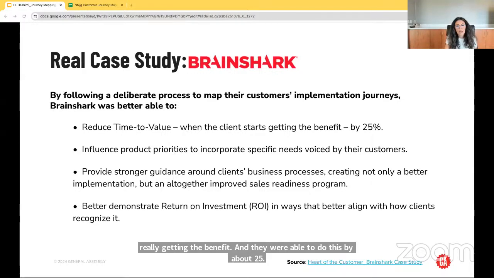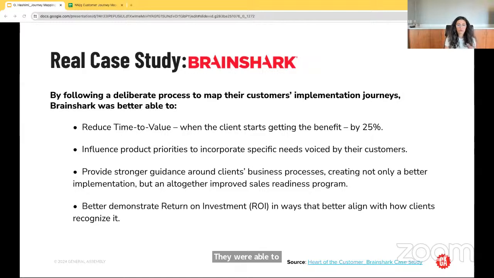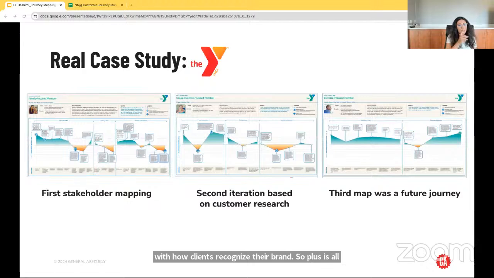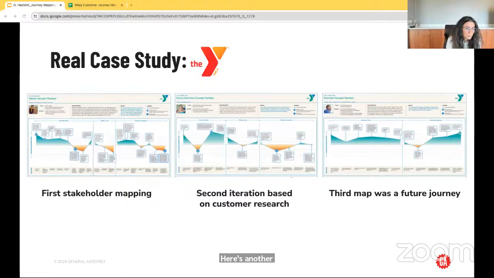They were able to influence product priorities to incorporate specific needs voiced by their actual customers. They were able to provide stronger guidance around their clients' business processes. And this not only created a better implementation, but altogether improved the sales readiness program. So a lot of benefits here. Not to mention they were able to better demonstrate their ROI in ways that better align with how clients recognize their brand. So pluses all around here. Here's another example of the YMCA.